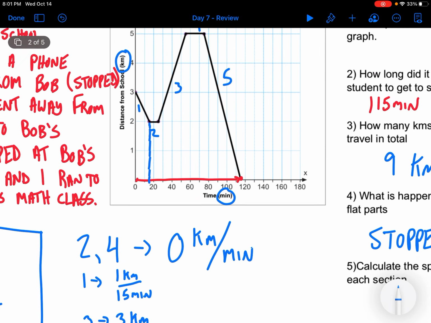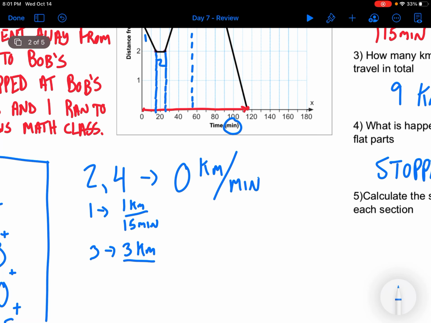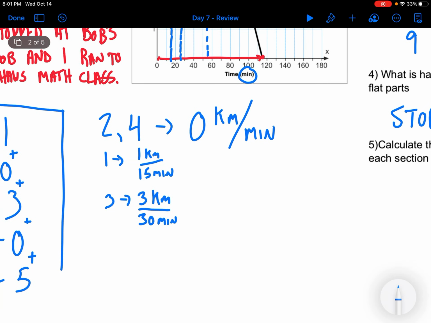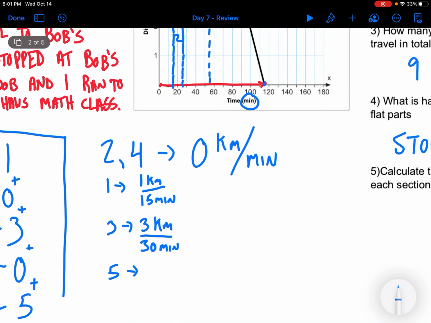Now this one's a little bit harder to find out how far we've gone. We started at 25 minutes and we ended at 55 minutes. So 55 minus 25 is 30 minutes. Part 5, we're going 5 kilometers from the top all the way down.